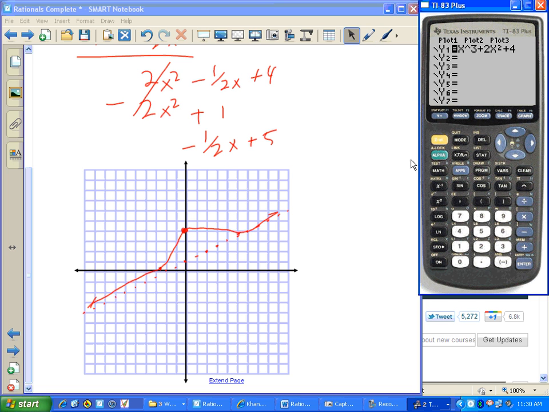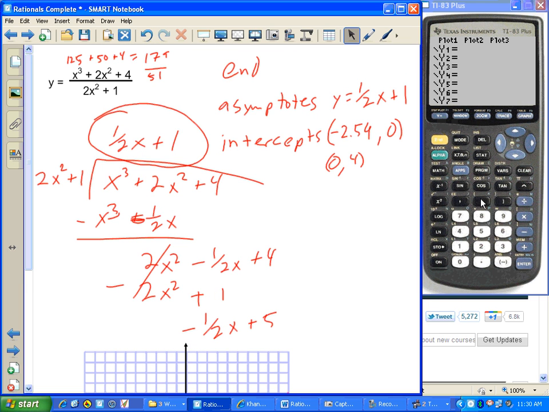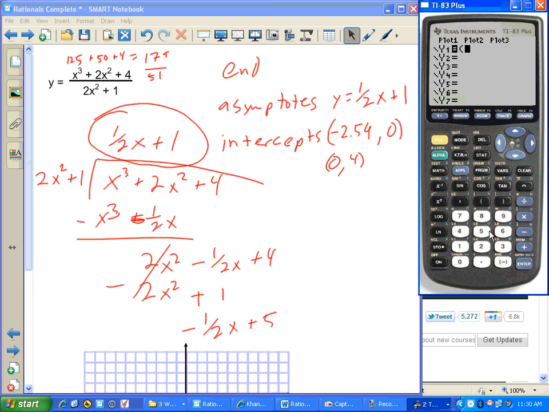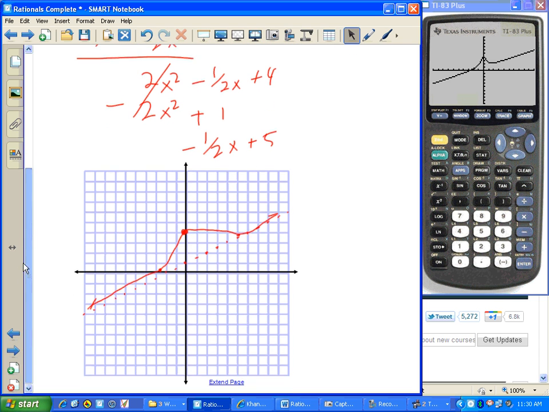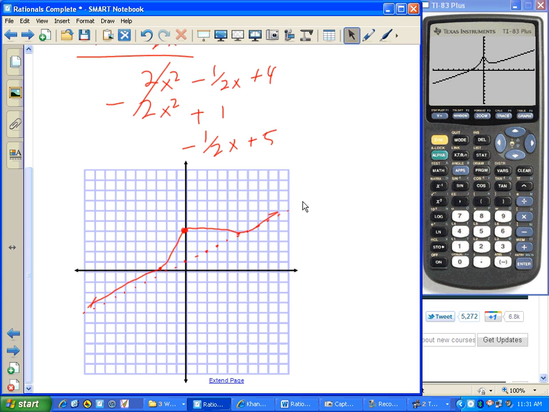Alright, let's check it. Make sure I did it right. So, put parentheses around the numerator. X cubed plus 2x squared plus 4 divided by the denominator, which needs to be grouped. 2x squared plus 1. Yep, and that's pretty much what I have. Okay. So, fairly accurate graph.